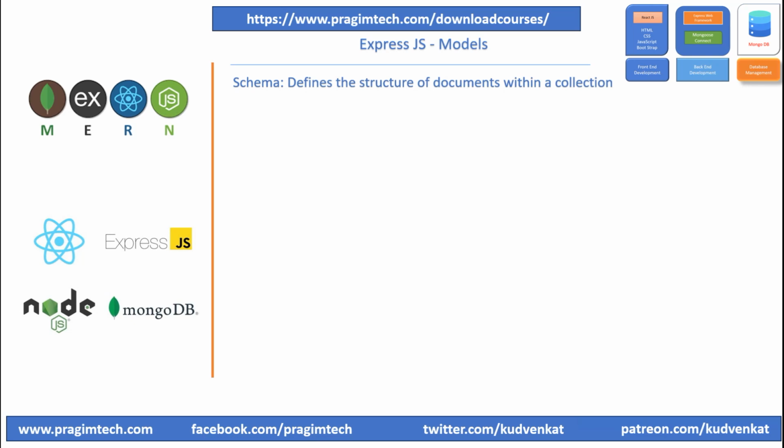First, let's understand what a schema is. A schema defines the structure of documents within a collection. It specifies the fields, data types, data values, validation, etc. We have already created a schema using the cluster. Please refer to the previous sessions for MongoDB cluster creation and the user collection that we created.